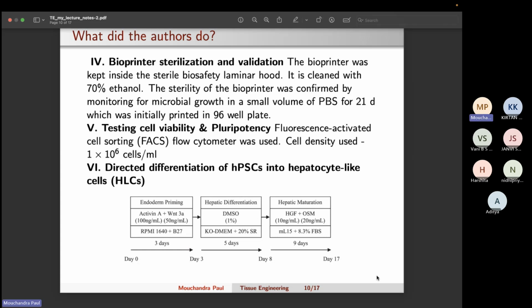So this is the protocol. For 3 days they have used this media, and then after 3 days they have shifted to this kind of media. And then for 9 days another media is used. You can see how labor intensive this differentiation process would be, right? And you need so many reagents and chemicals for it. So you have to develop this kind of protocols yourself before going forward, right?